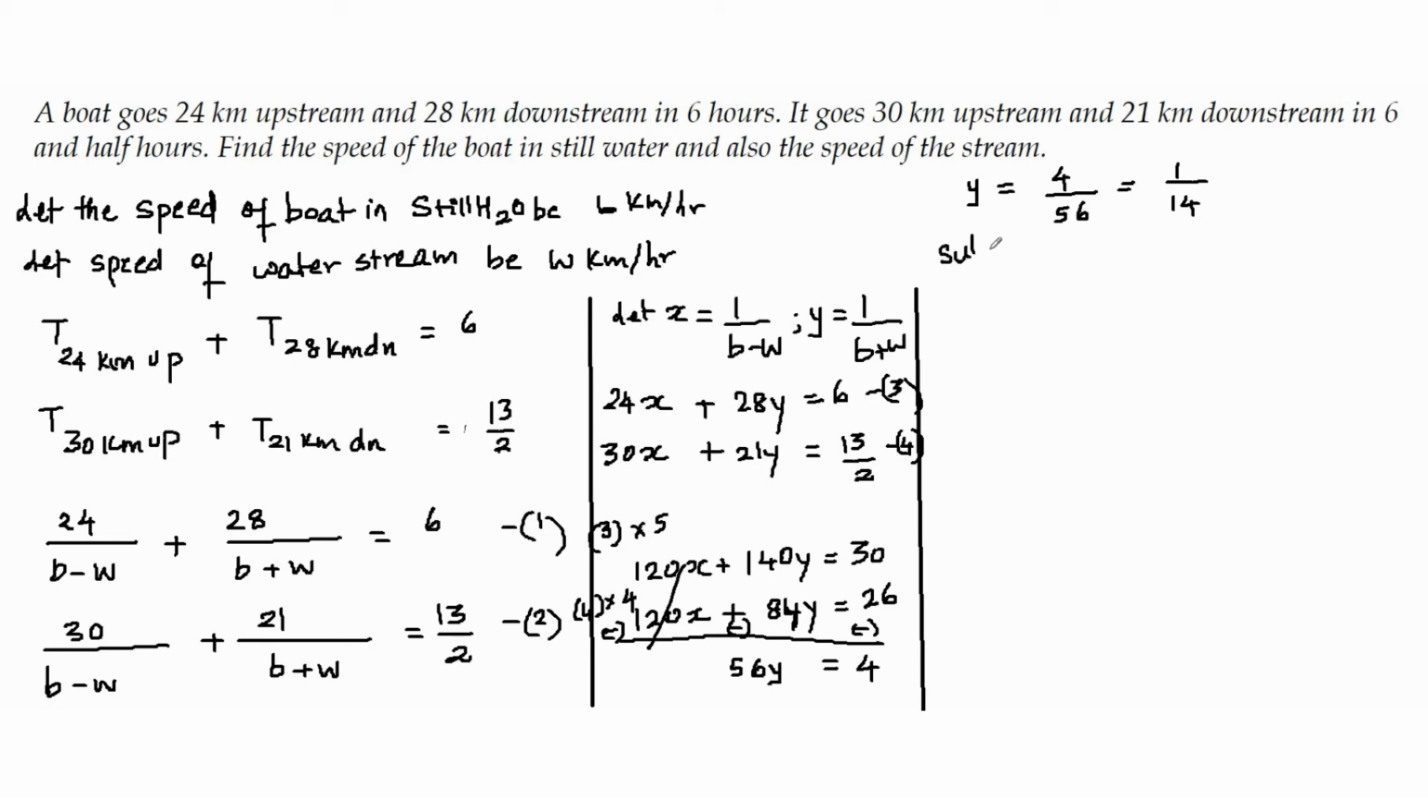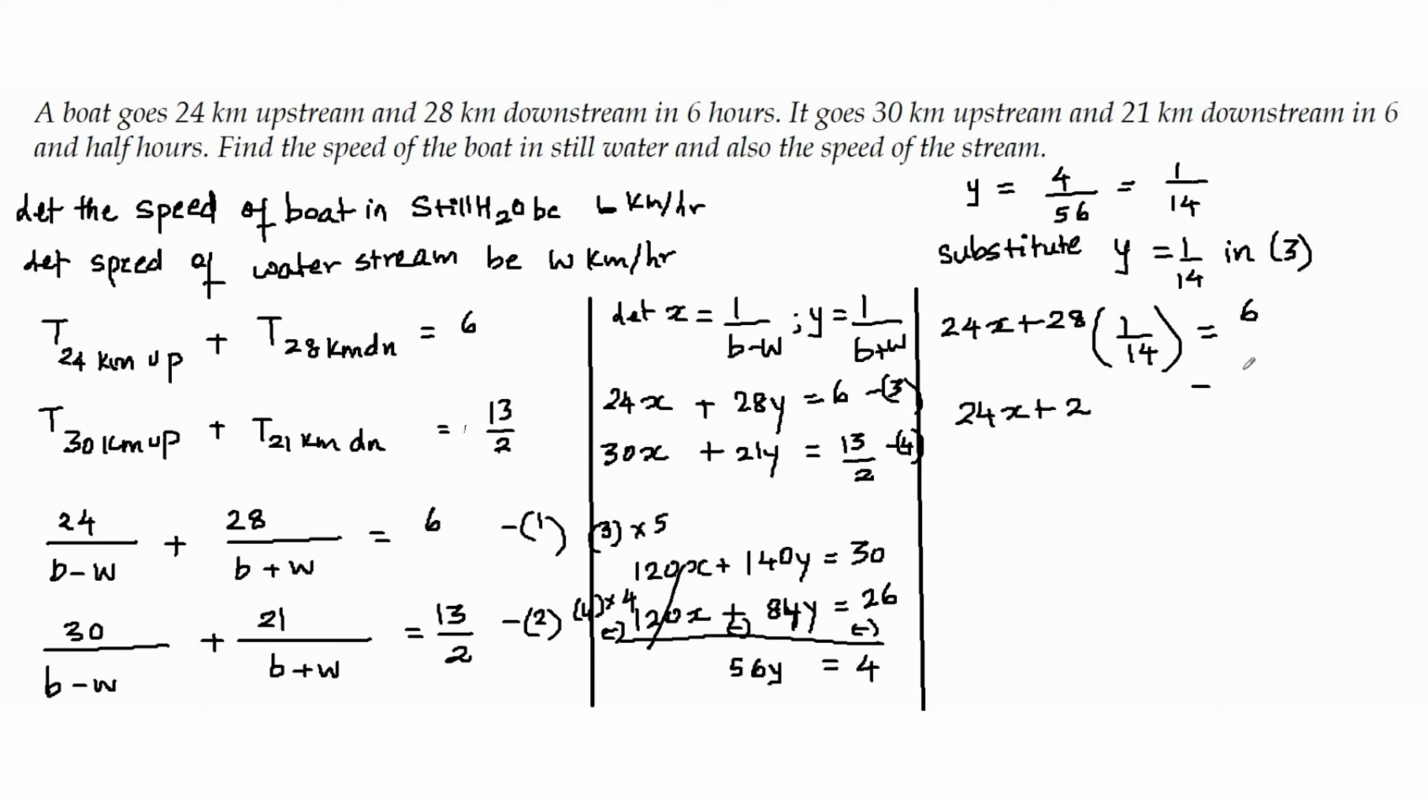Now I can substitute y equals 1 by 14 in, say, the third equation, and you will get 24x plus 28y. So 28 times y, which is 1 by 14, equals 2. This equals 6. So 24x plus 2 is equal to 6, which means 24x is equal to 4, and therefore x is equal to 4 by 24, which is 1 by 6, right? So now I got the values for x and y.